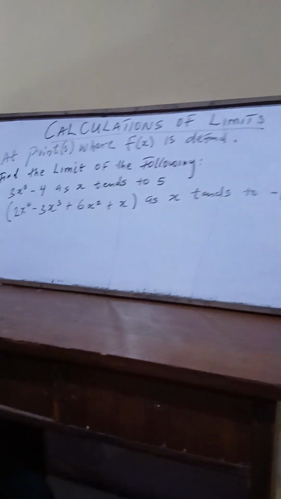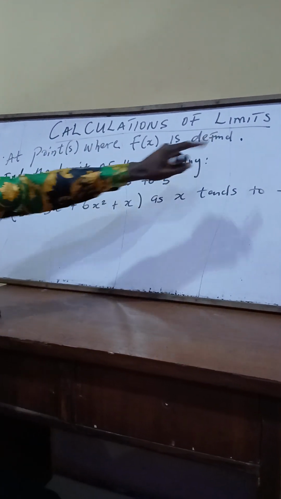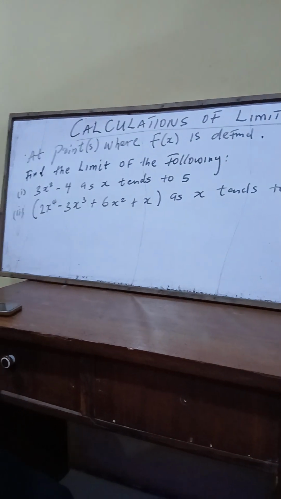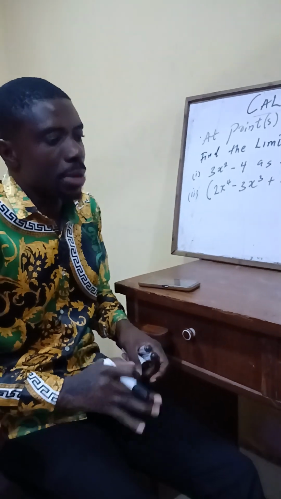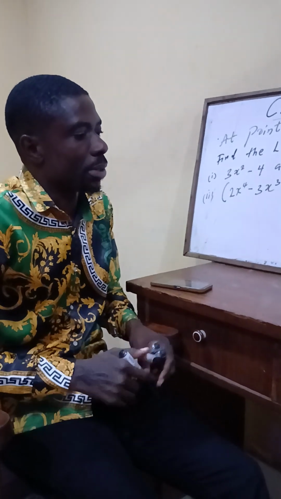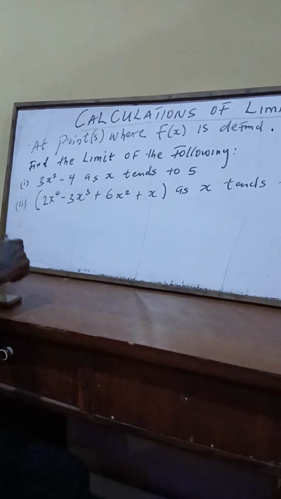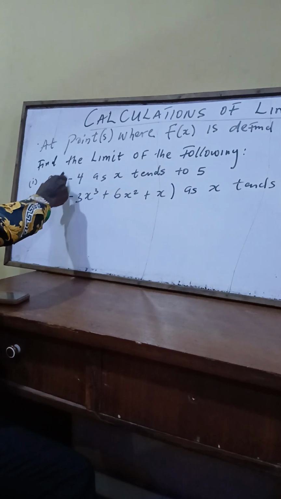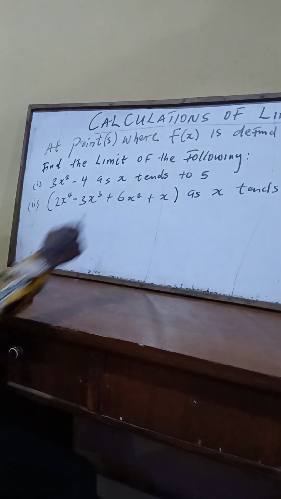Tutorial. So today, this is a continuation of calculus, the calculation of limits at points where the function of x is defined. Defined means at points where the function of x exists, that is, is determinate. So at this point now, you say find the limit of the following: (i) 3x raised to power 2 minus 4 as x tends to 5.